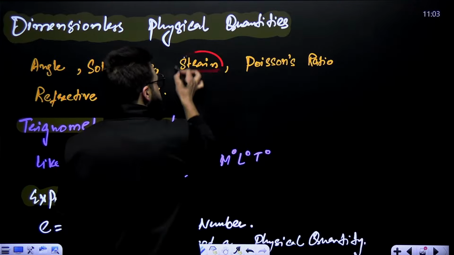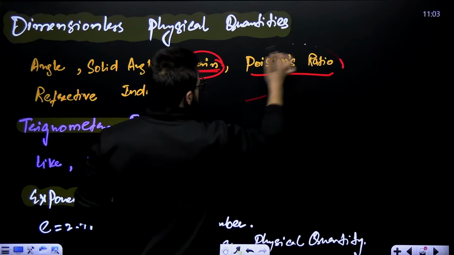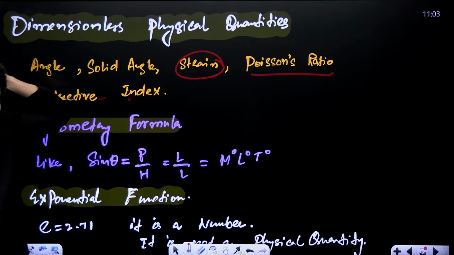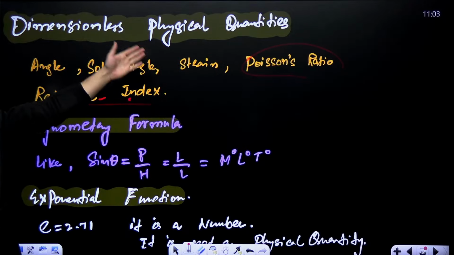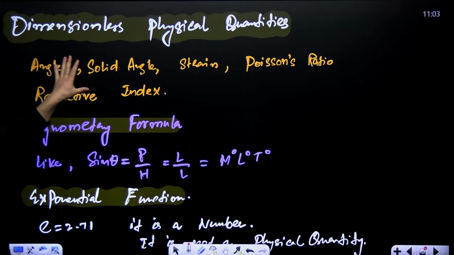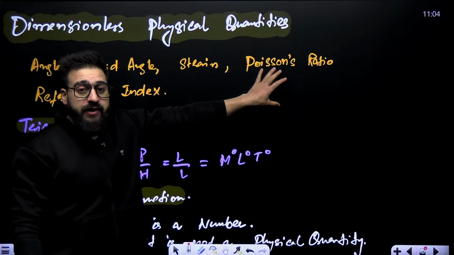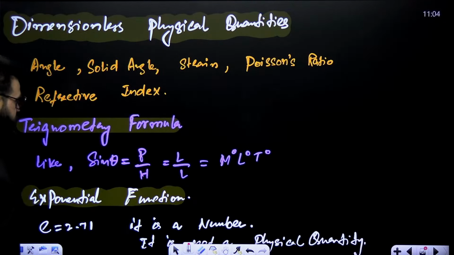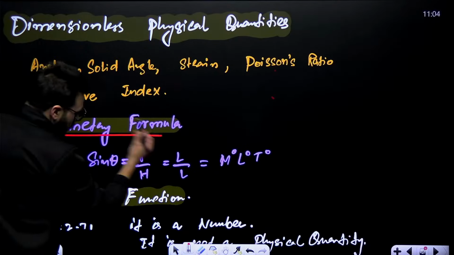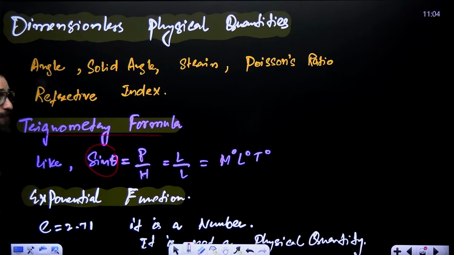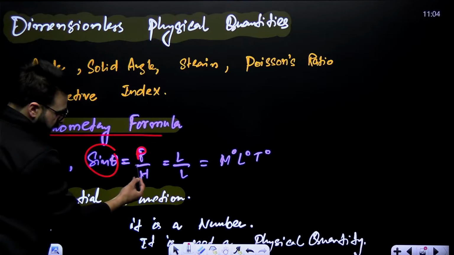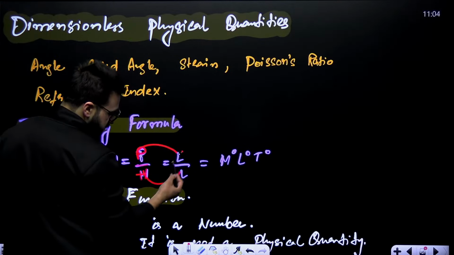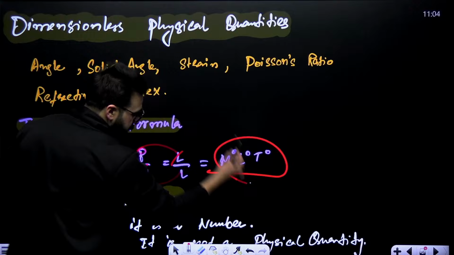This you will be seeing in the upcoming time. Poisson's ratio. Refractive index, which we studied previously in ray optics. So these are the physical quantities which do not have dimensions. Trigonometric functions, like sine theta. Sine theta is perpendicular upon hypotenuse. Perpendicular is length, hypotenuse is length. This and this will cancel, so it becomes dimensionless.